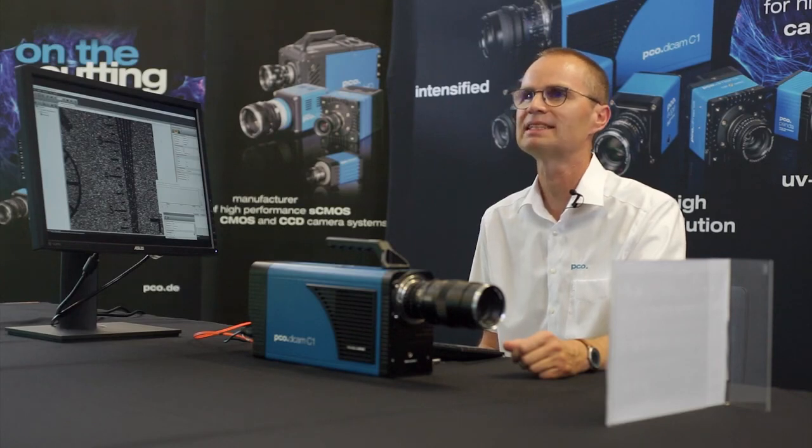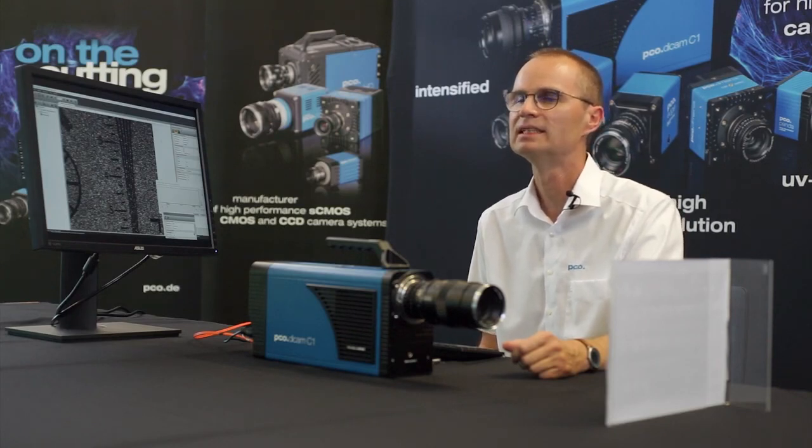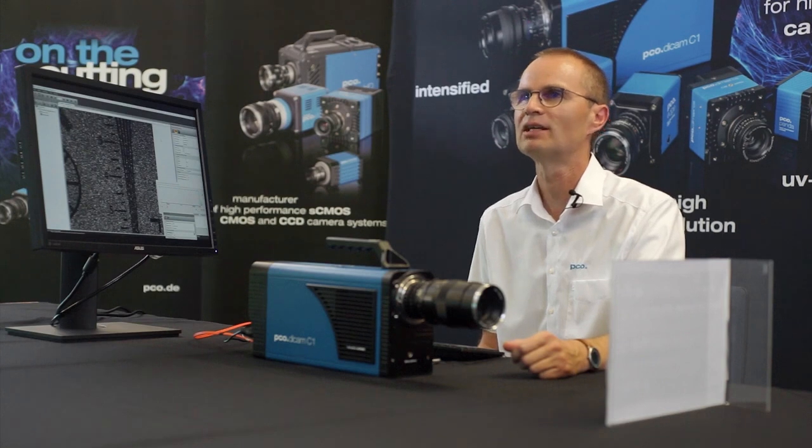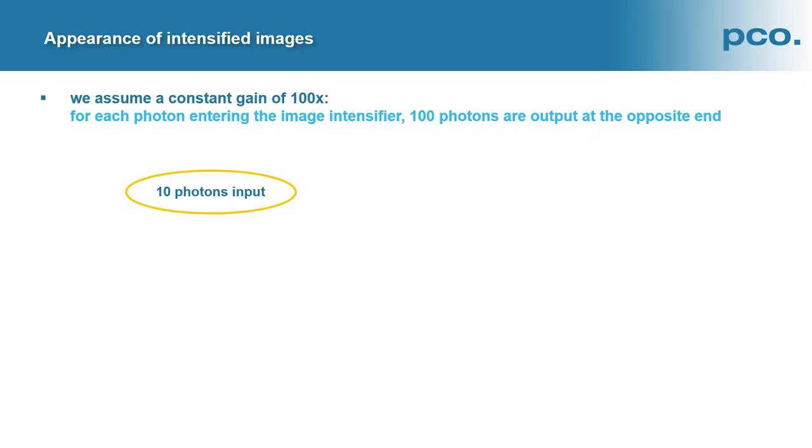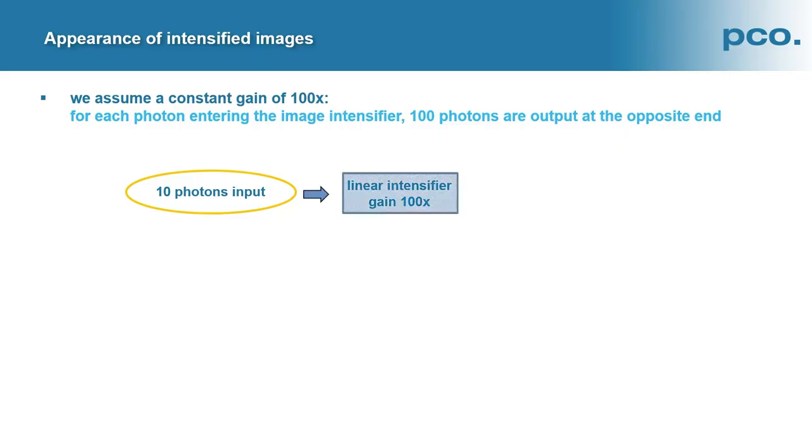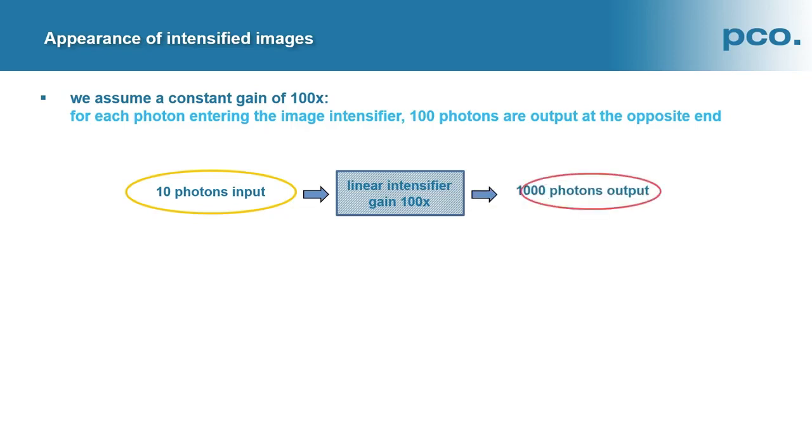How can this help us understand what we see? Let's do the calculation for our 10-photon example. We assume a constant linear gain of 100 times. So the meaning is, for each photon entering the image intensifier, 100 photons are output at the opposite end. So going back to our 10 photons example, the linear constant intensifier gain produces a signal of 1000 photons at the output.